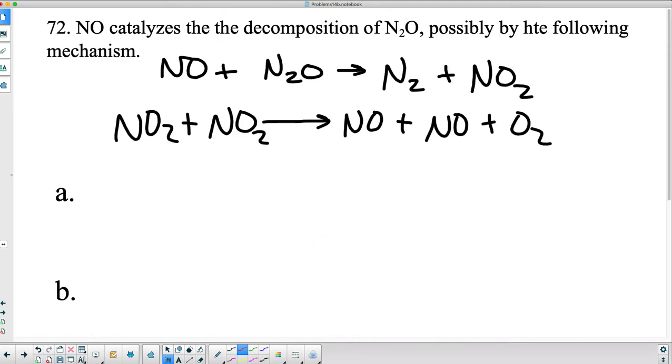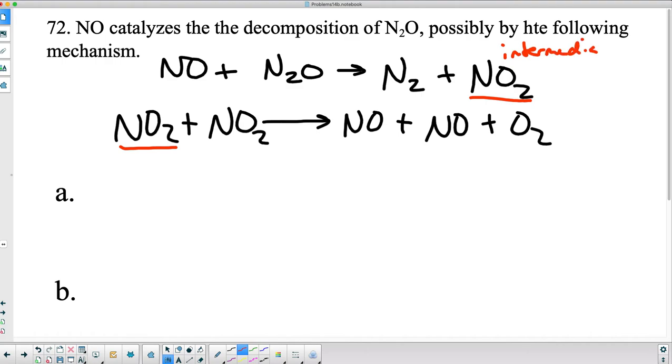Then we jump to 72. Now here's where I'm going to show you an intermediate. I wonder if you can pick it out on your own. Notice we got NO plus N2O yields N2 plus NO2. And then over here on the other side, NO2 and NO2 react to form some more stuff. So one of these NO2s is an intermediate. Okay, that's what an intermediate is.